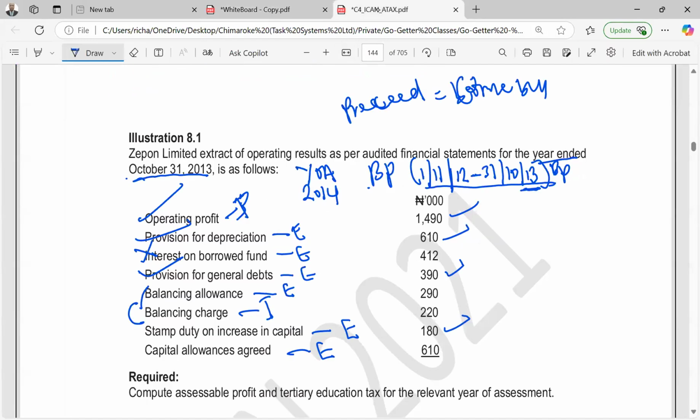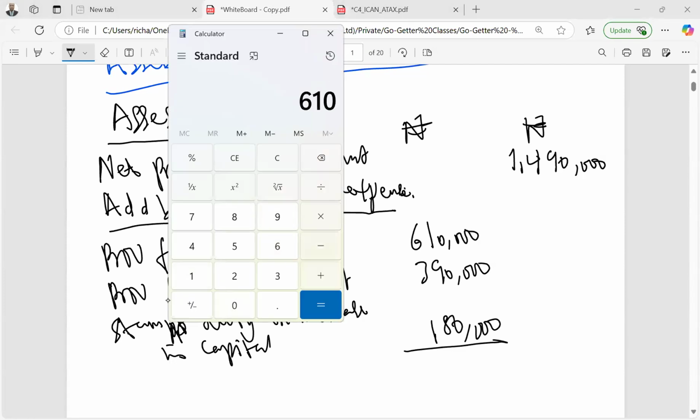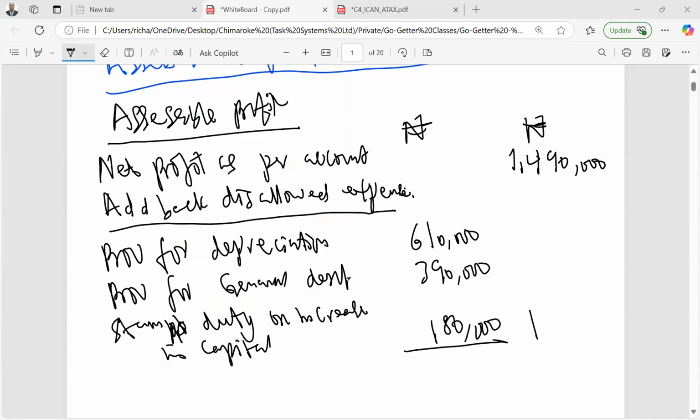Okay, we've done all that now. So let's look at what it's going to give us. Let's activate our calculator here. We have our 610 plus 390 plus 180. That gives us 180,000. You add them together.